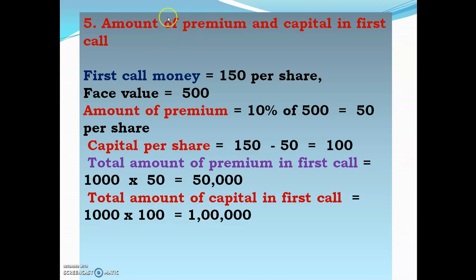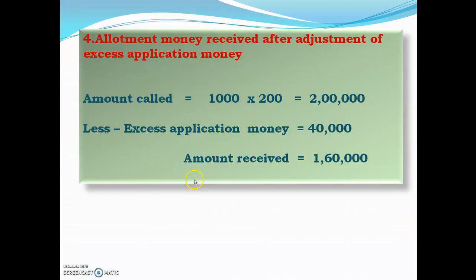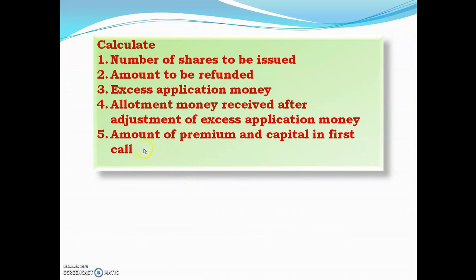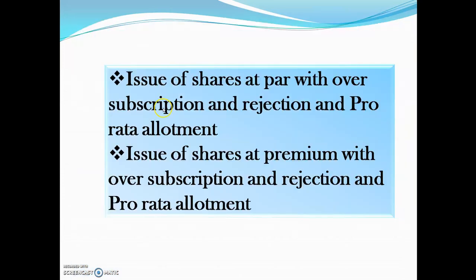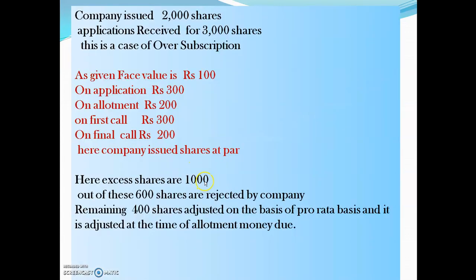This is the fifth working note, that is the amount of premium and capital in first call. The premium per share is 50, and the first call money per share is 100. So the total amount of premium in first call is 50,000, and the total amount of capital in first call is 1 lakh. So like this we have to calculate the amount of premium and capital in first call. Okay, so this is the question which is based on issue of shares at premium with oversubscription, rejections and pro rata allotments.